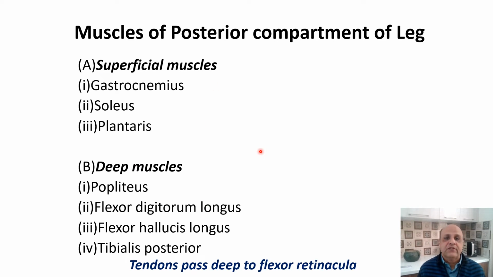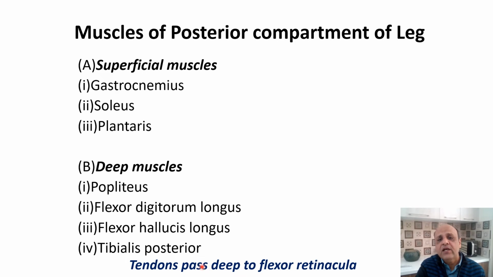Now we come to the muscles of the posterior compartment of the leg. The muscles are classified as superficial and deep muscles. So we have Gastrocnemius, Soleus, and Plantaris. They are superficial muscles. Deep muscles are popliteus, but this does not reach the ankle. This lies towards the knee joint only. Then we have Flexor digitorum longus and hallucis longus, which lie in the intermediate part of the posterior compartment, and Tibialis posterior, which lies in the deep part of the posterior compartment. So Gastrocnemius, Soleus, and Plantaris lie in the superficial part of the posterior compartment.